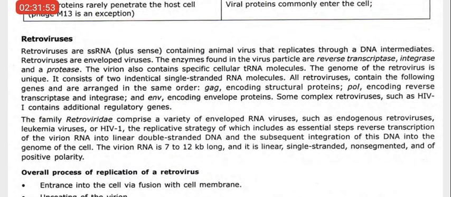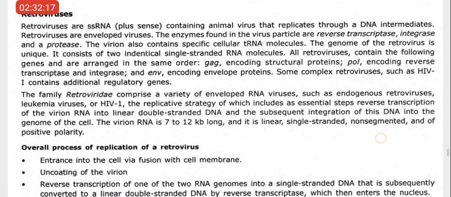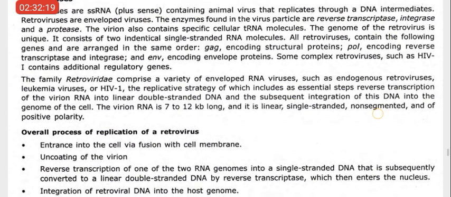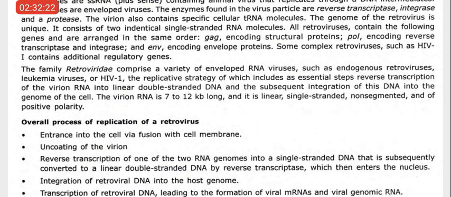All retroviruses contain the following genes, arranged in the same order: GAG, encoding structural proteins; POL, encoding reverse transcriptase and integrase; and ENV, encoding envelope proteins. Some complex retroviruses such as HIV-1 contain additional regulatory genes. The family Retroviridae comprises a variety of enveloped RNA viruses such as endogenous retroviruses, leukemia viruses, and HIV-1. The replicative strategy includes essential steps: reverse transcription of the virion RNA into linear double-stranded DNA and subsequent integration of this DNA into the genome of the cell.